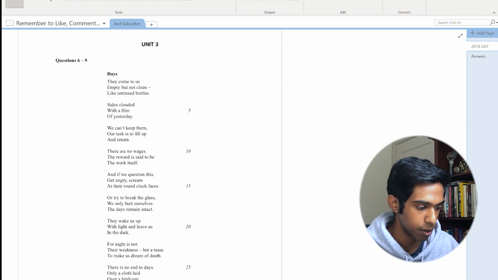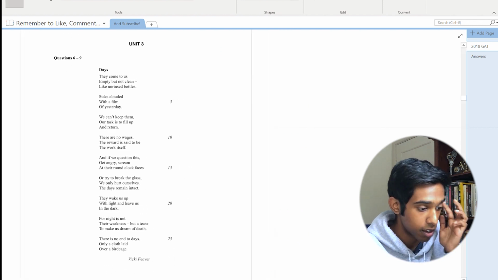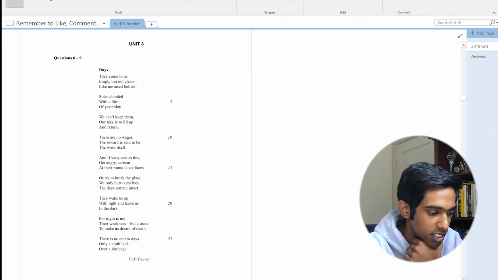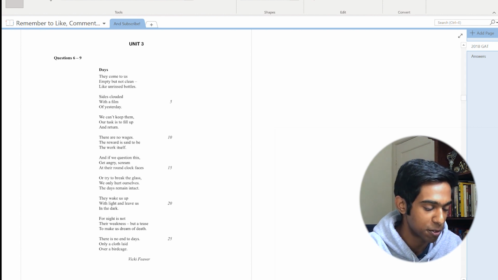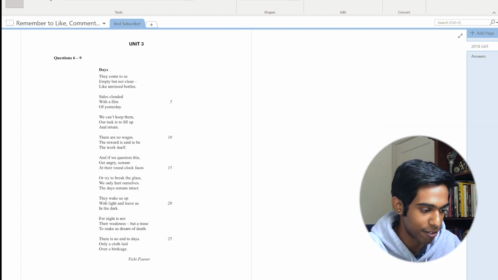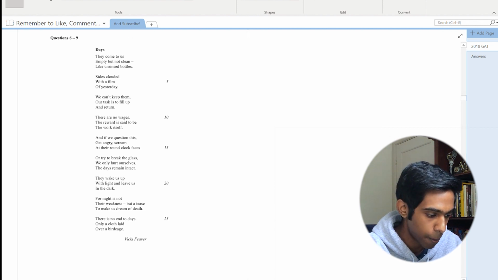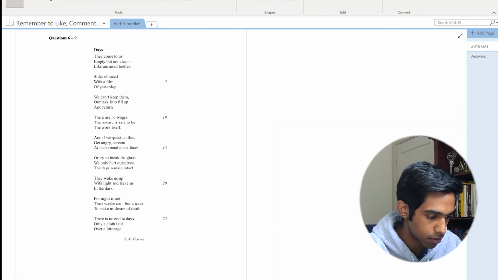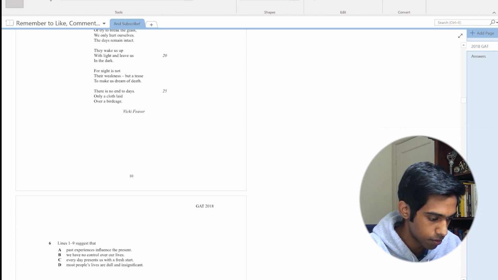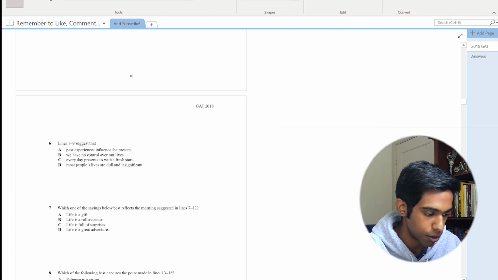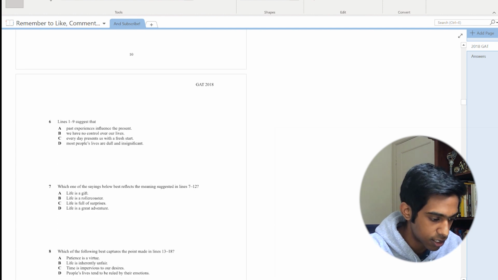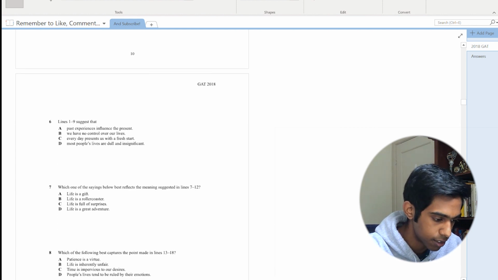Okay, so we've got unit 3, which is a poem. Days they come to us. I'm not going to read the whole poem. I'm just going to have a scan through right now so that this doesn't go for way too long. Okay, so the first question is lines 1 to 9 suggest that, and I'm going to read through all of the answer options just so I have a general idea.